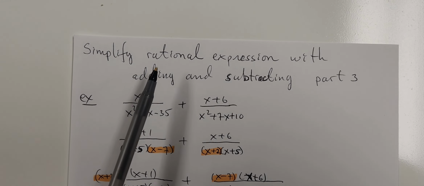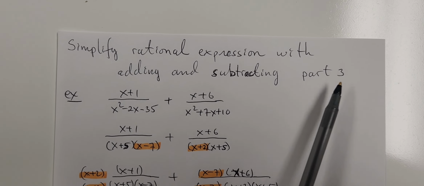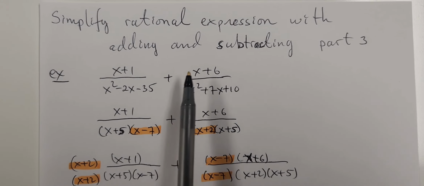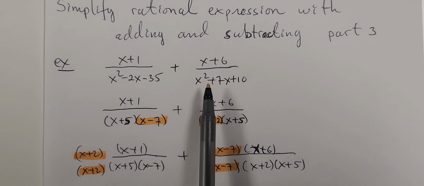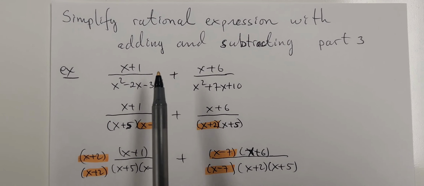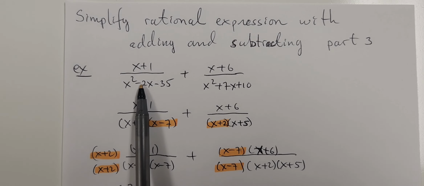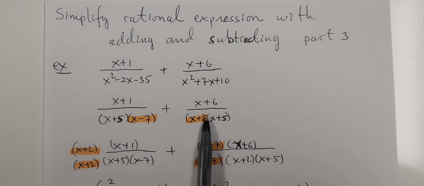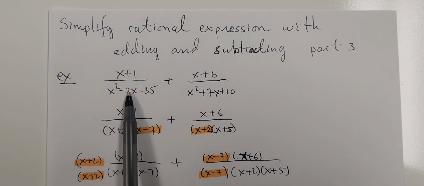This lesson is Simplify Rational Expressions with Adding and Subtracting Part 3. Here I have an example, one fraction plus another fraction. Since our denominators are not the same, your first step is to factor the denominator for both sides. Factor the denominator on the left, factor the denominator on the right side. Again, since the denominators are not the same, make sure you factor them.